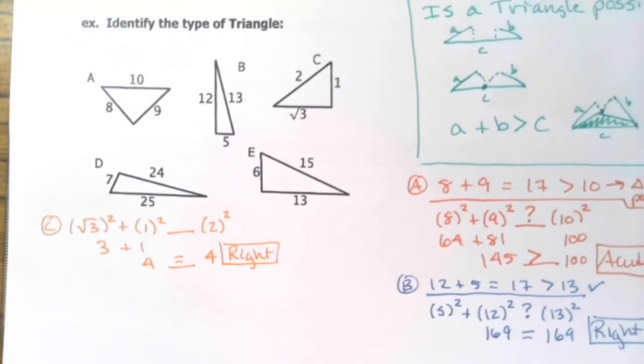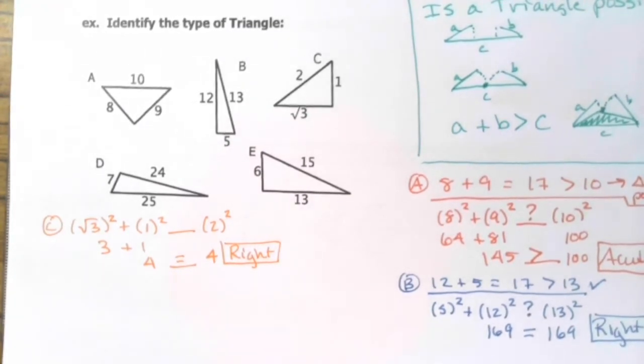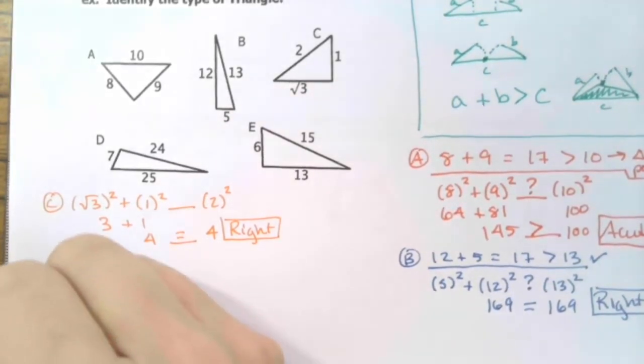Let me give you a better number for that radical 3. I feel bad, my estimate was off. Square root 3 is 1. Yeah, I was right, 1.7. That's about right. Okay, let's do triangle D.